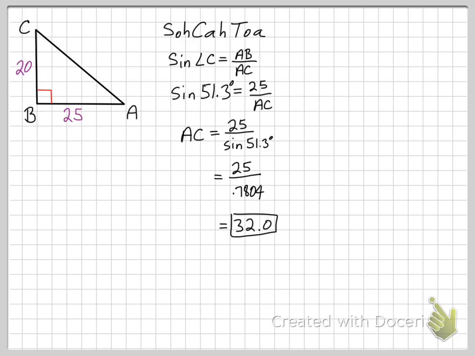On the previous frame, I found that the value of AC is also 32 by using the Pythagorean theorem. So this is just a way to confirm it, and also to give us some more practice on using trigonometric ratios. I have now solved this right triangle because I know all three lengths: the hypotenuse is 32, this leg is 20, and this leg is 25. And I know all three angles: that's 90, that's 51.3 degrees, and that's 38.7 degrees. So I have now solved the right triangle.